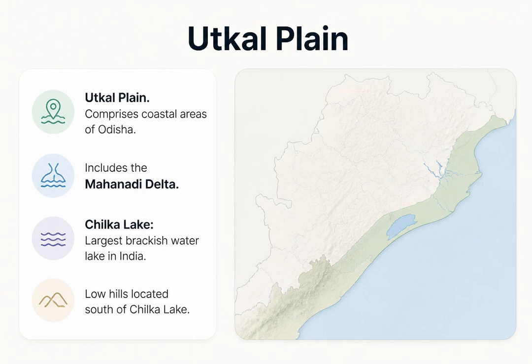Breaking down the east coast from north to south, we start with the Utkal Plain. This region comprises the coastal areas of Odisha and is dominated by the fertile Mahanadi Delta. The most notable geographical feature here is undoubtedly Chilka Lake. It holds the title of the largest brackish water lake in India. Just south of Chilka Lake, the terrain gently rises into a series of low hills.